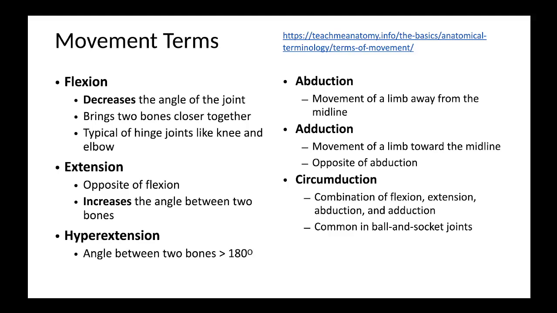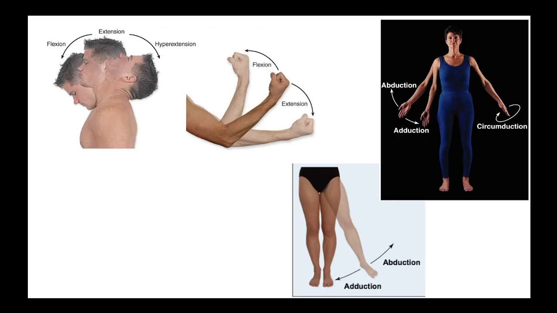And then if you have hyperextension, a really good example of hyperextension is your neck. So you have flexion, which is bringing your head down, your chin down, touching your manubrium or your sternum. And then extension, which is moving straight up, okay? And then hyperextension is where you move your head tilted back.